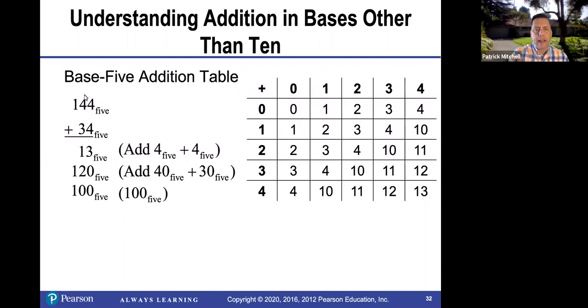All right, and then add all these numbers going down. So 1 quarter plus 1 quarter is 2 quarters. 1 nickel plus 2 nickels is 3 nickels. 3 pennies is 3 pennies. So 144 in base 5 plus 34 in base 5 equals 233 in base 5. Or you can do it with traditional regrouping and carrying. Okay, very similar to what you saw over here.